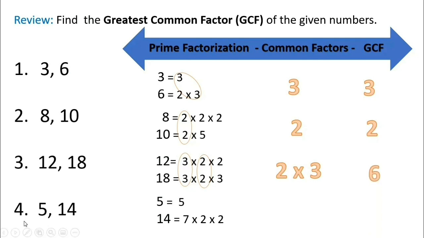And last one, for number 4, we have 5 and 14. So, ang factor ni 5 ay 5 times 1. So, pwede na natin hindi isulat si 1. And 14, we have 7 times 2. May common factor ba sila? Wala. Anong ilalagay natin GCF kung wala siyang common factor? So, 1 ang kanyang GCF kapag wala siyang common factor.